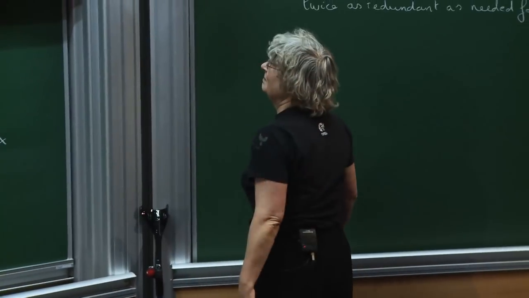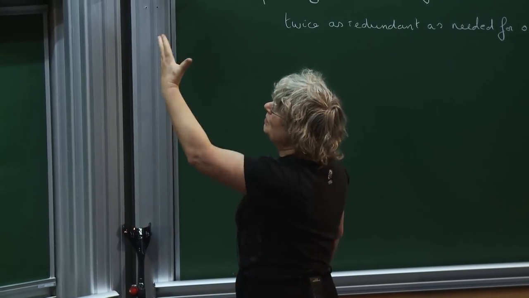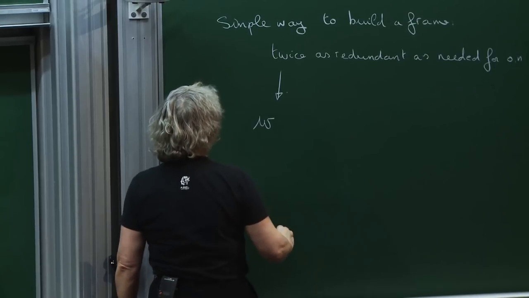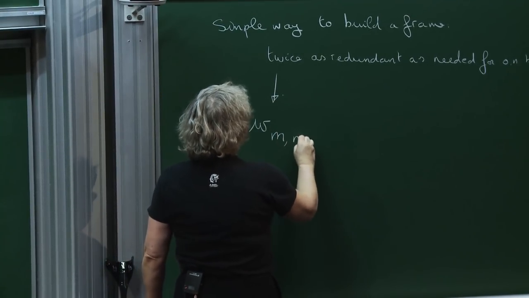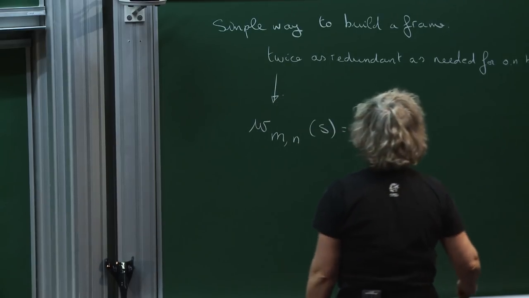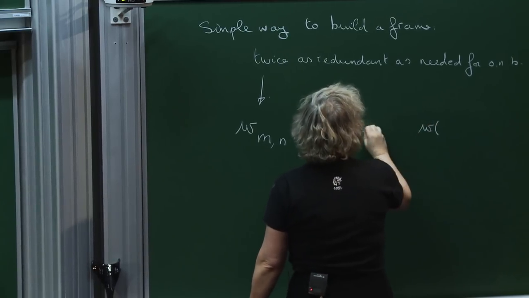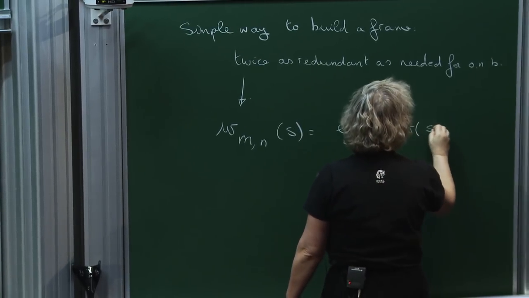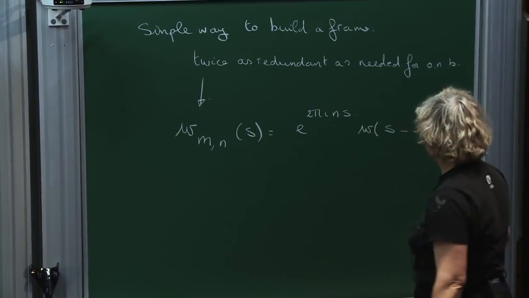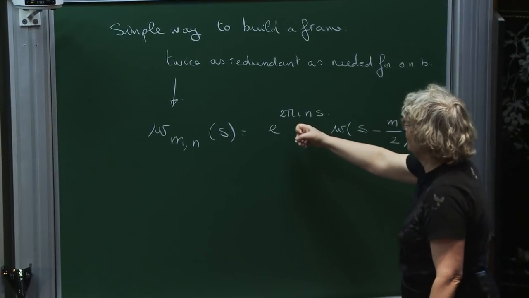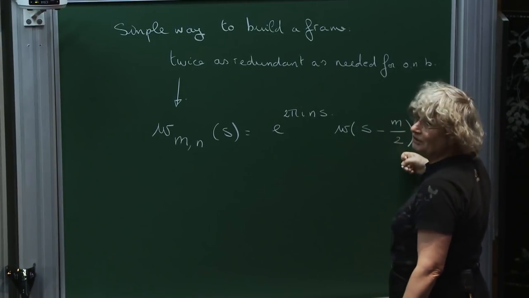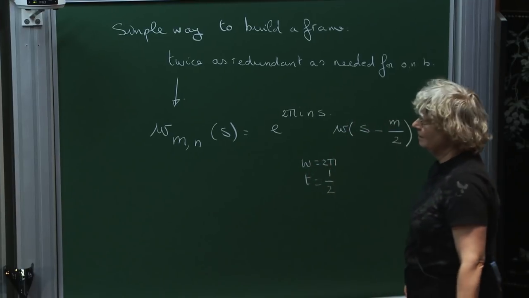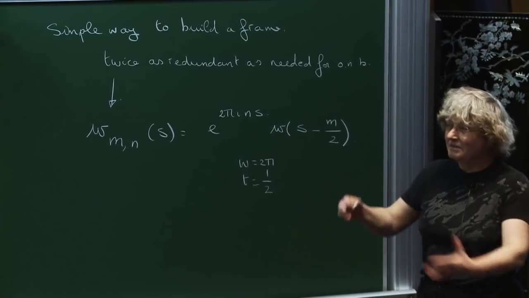we need redundancy. Well, let's take a frame that's twice as redundant. So how do we make it twice as redundant? We can look at e to the 2 pi i n s, and then we can look at s minus m over 2. So that corresponds to an omega of 2 pi and a t of 1/2. The product is pi. So we expect a redundancy of 2. I mean, the mesh is 1/2 the size.